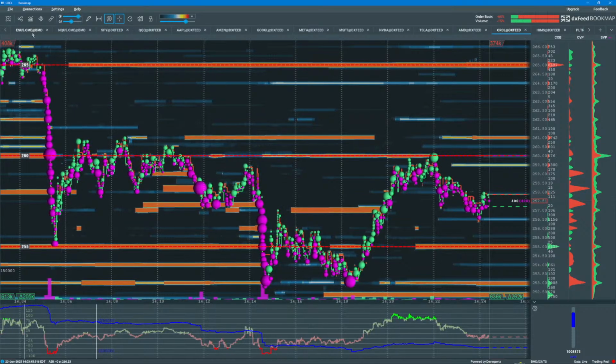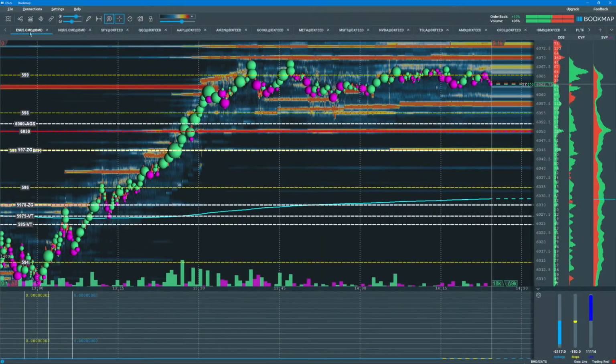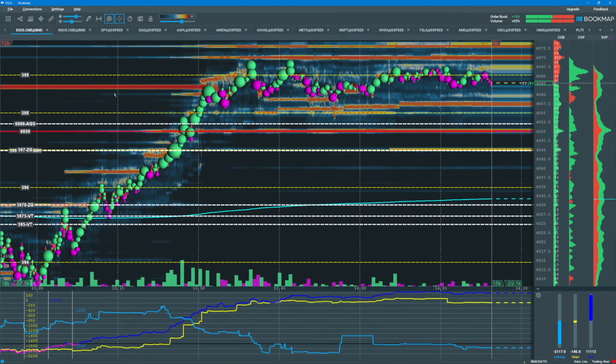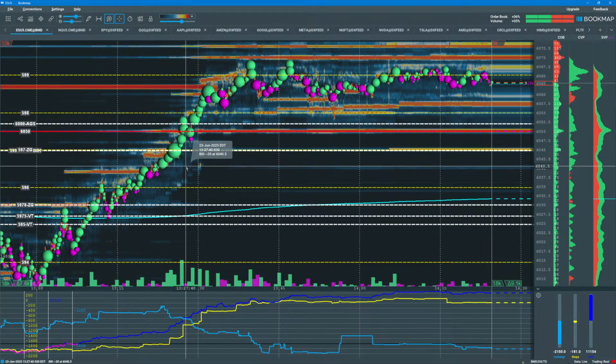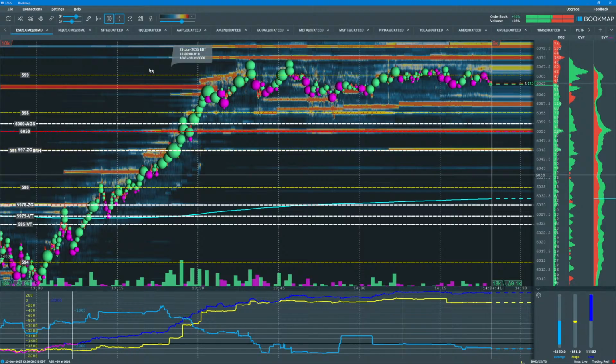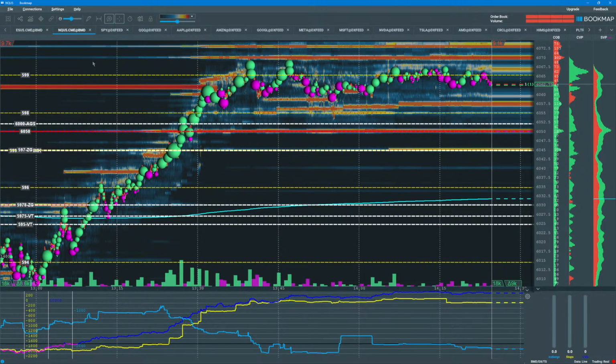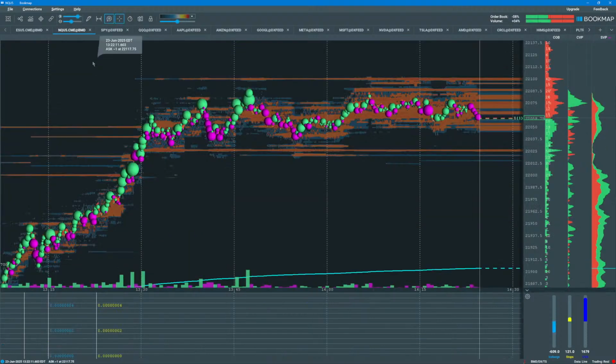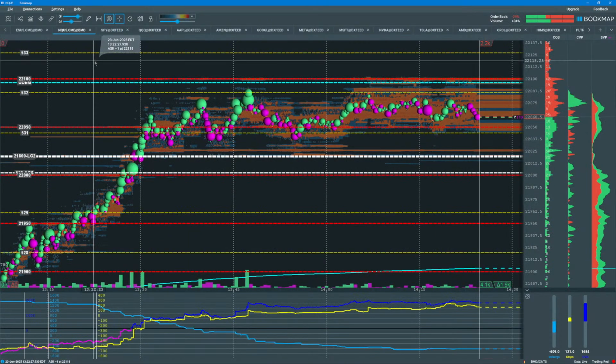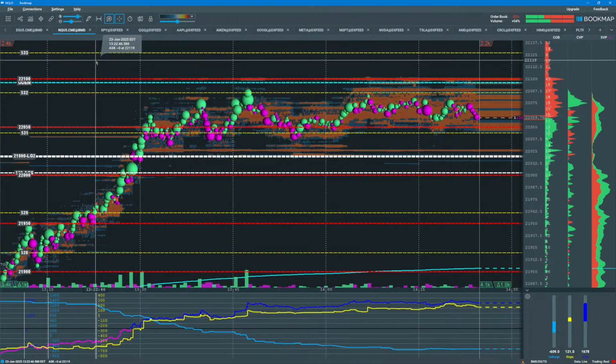All right, let's check the indexes. ES pretty much flat at the SPY 599 level. Check NASDAQ. Trading in a range between QQQ 531 and 532.